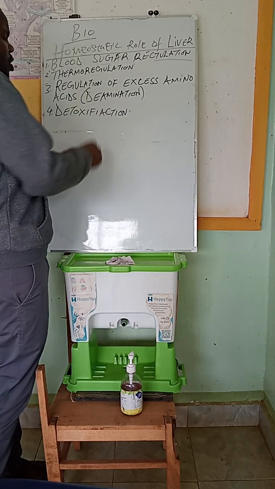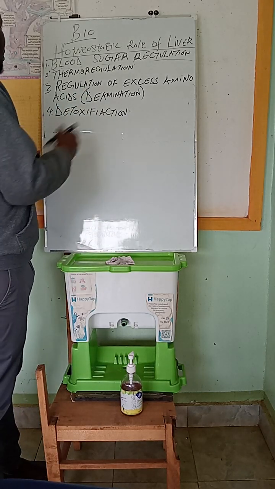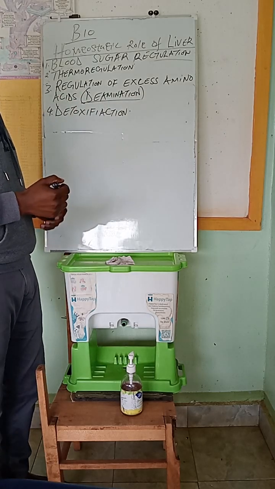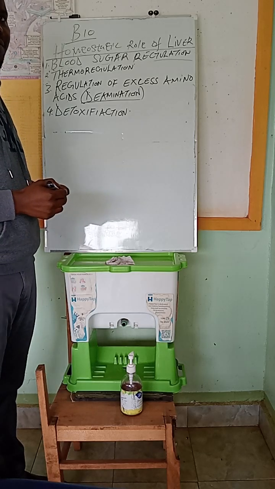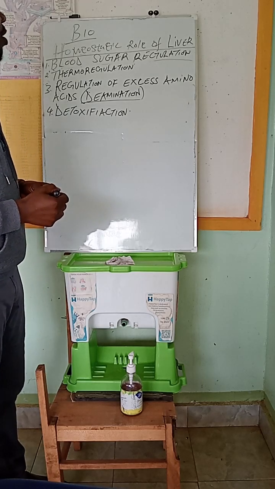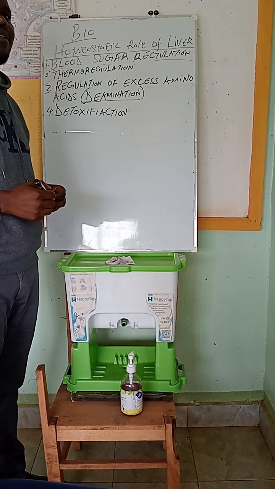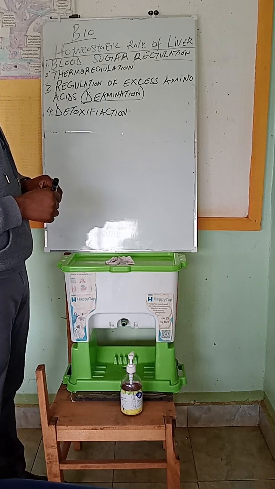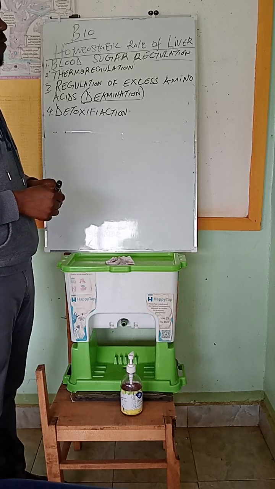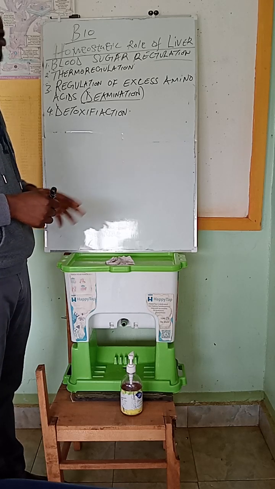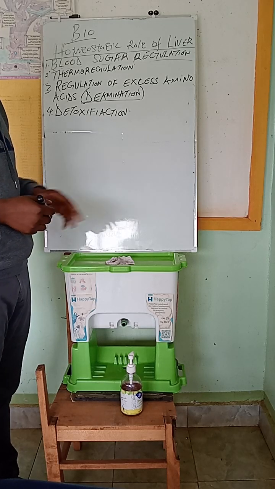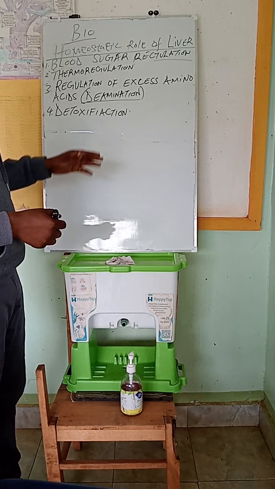Let's speak about the regulation of excess amino acids, which we term deamination. This is where we convert the excess amino acids. How do we get them? When you eat proteins, they are converted to amino acids through digestion and absorbed into the bloodstream. If they are in excess, they affect the body cells, so they have to be deaminated.